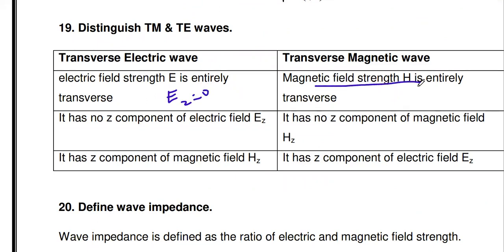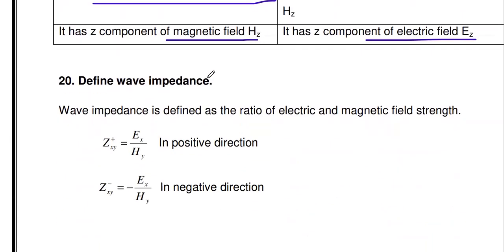Okay, here the magnetic field strength H is entirely transverse. Then for TE wave, it has no Z component of electric field, that is EZ is 0. Here there is no component of magnetic field strength. Then here electric field is 0, but magnetic field is available. So it has the Z component of magnetic field. Here it has the Z component of electric field. Okay, so that is the comparison between TE and TM wave.